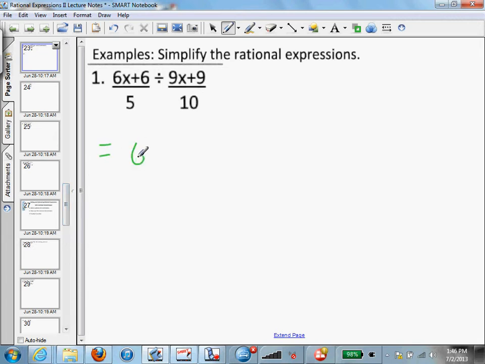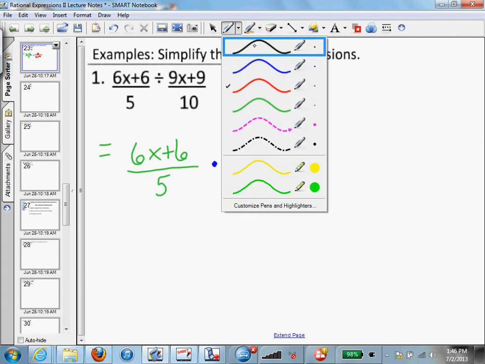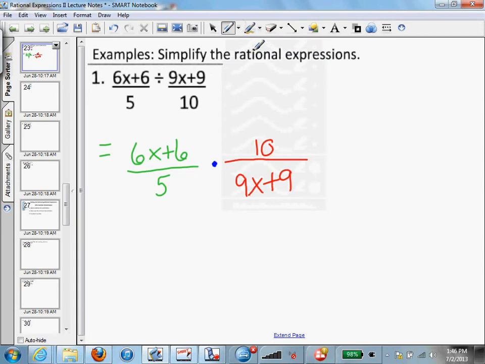So the first thing to do, rewrite the original fraction of 6x plus 6 over 5, then replace the division symbol with a multiplication, then flip the second fraction. So instead of 9x plus 9 over 10, you have 10 over 9x plus 9. Now what I would suggest doing would be to factor. The first thing you really want to notice is that 5 and 10 are very common. So 5 will go into itself one time, but 5 can go into 10 two times.